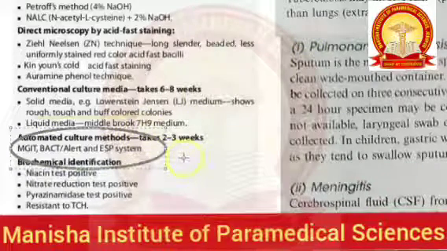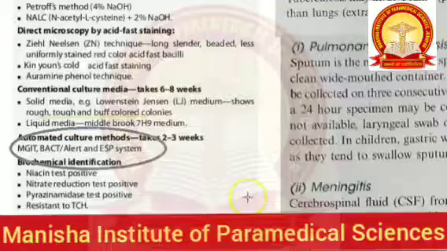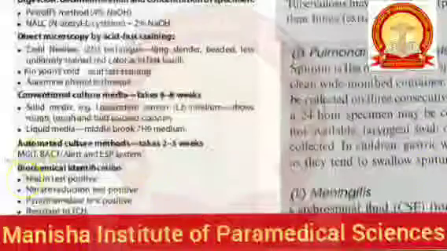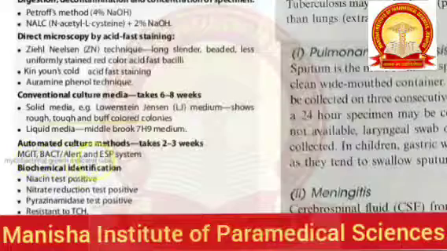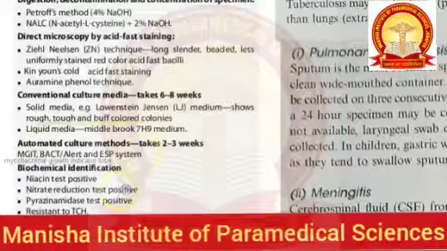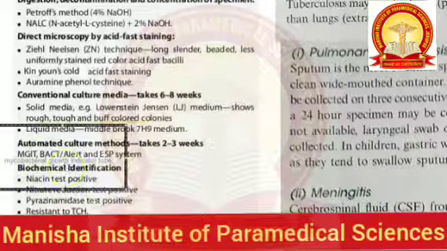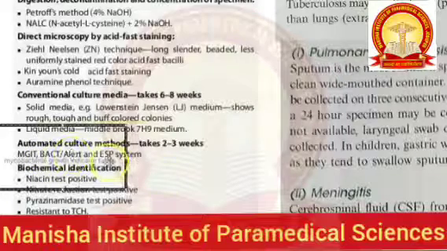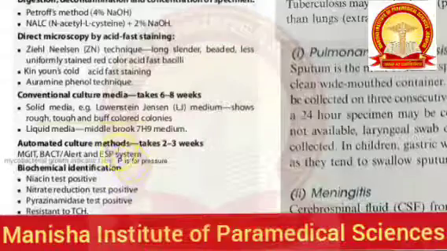You can use MGIT, BACTEC and ESP system. We'll come to the details of these. Actually, this MGIT is nothing but Mycobacterial Growth Indicator Tube. GIT, Growth Indicator Tube, Mycobacterial Growth Indicator Tube. Okay. Fine, we are here. Please pay attention, we are here. Automated culture methods: Mycobacterial Growth Indicator Tube, then BACTEC, then ESP system. In this P actually stands for pressure. Okay.